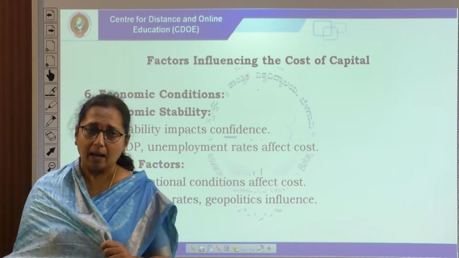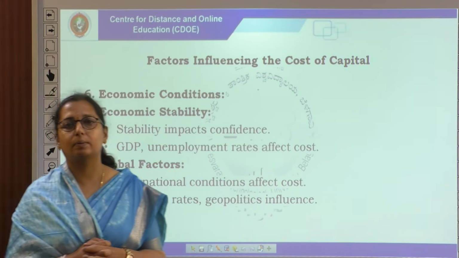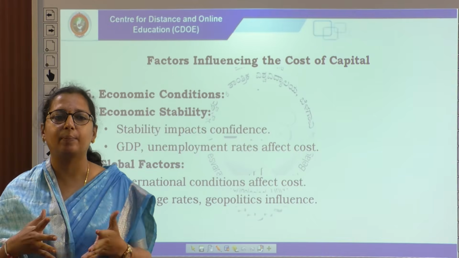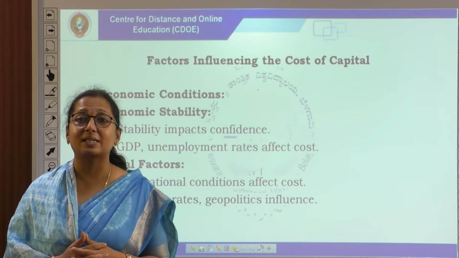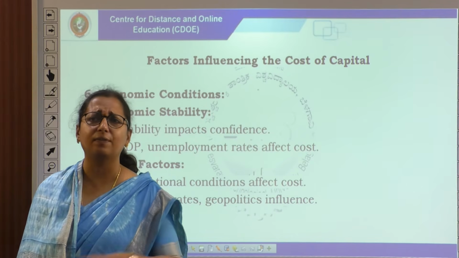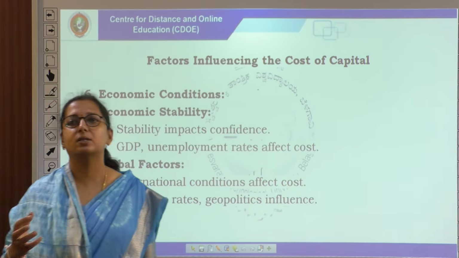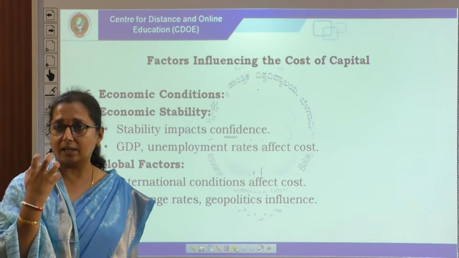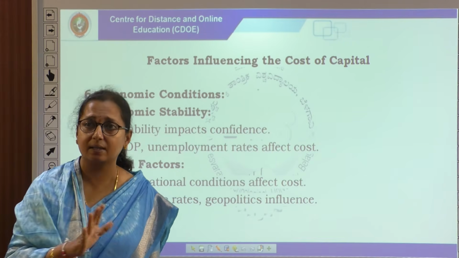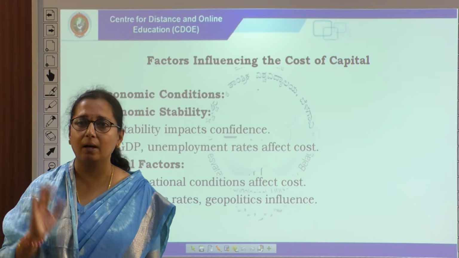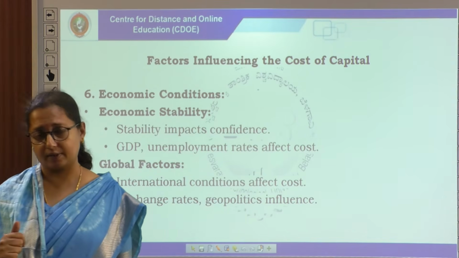And the last one is economic condition, that is inflation, GDP, the rate that has been reflecting on the market. So economic stability also plays a part, but these are all factors which cannot be controlled, it is not completely in our hands. It is an external factor which cannot be controlled, but it can be a factor which affects the cost, whether it is an increase or a decrease. So economic stability impacts confidence definitely.